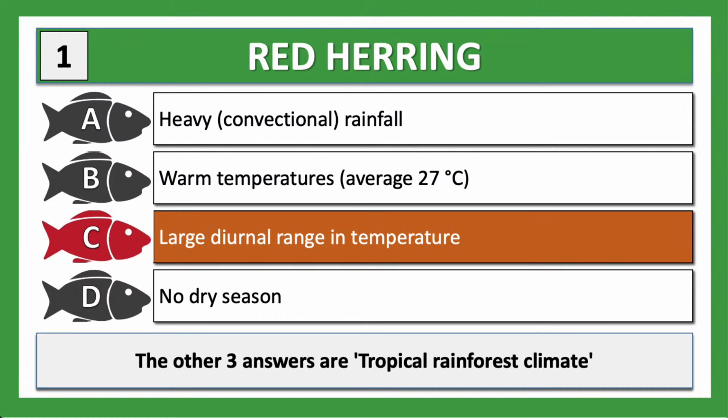The first one is large diurnal range in temperature, which would be more typical of a climate other than the other 3, which are all linked to tropical rainforest climate. So hopefully you were thinking along the right lines there. Let's have a look at question number 2.